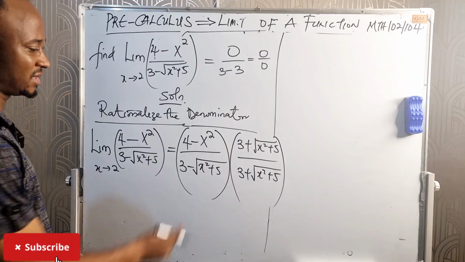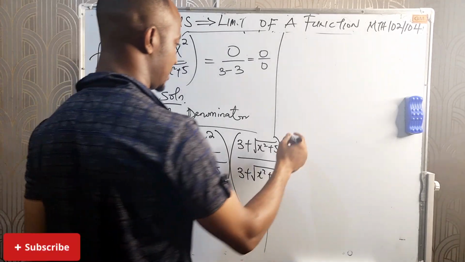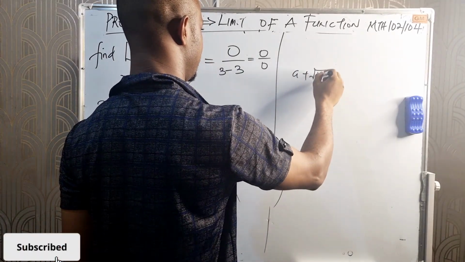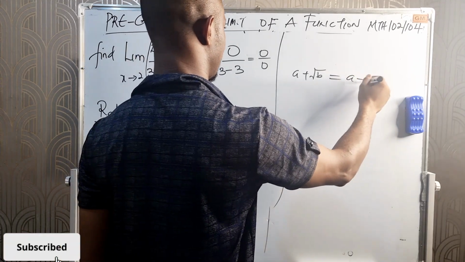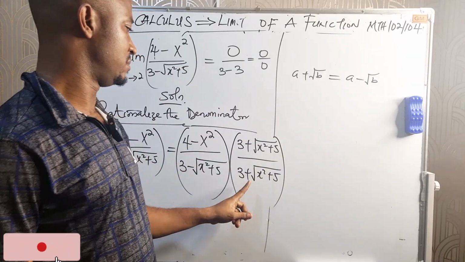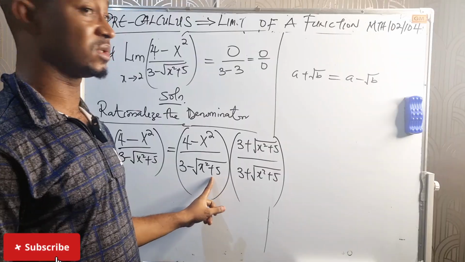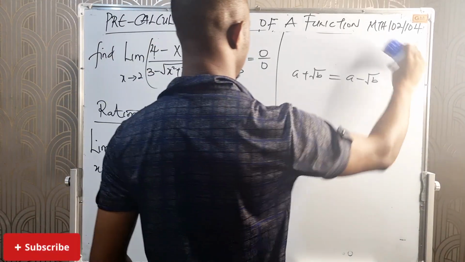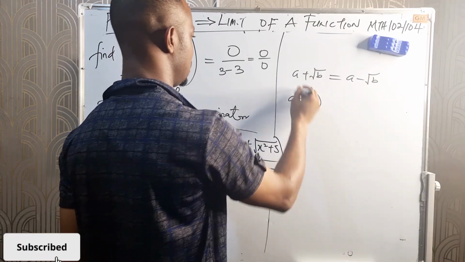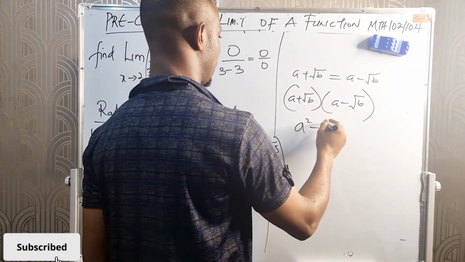But don't forget something. Let's see how we can evaluate this just to conserve our space. Don't forget that if I have a plus root b, the conjugate is a minus root b. This is just the case here. Our b is x squared plus 5. So let's see how we can evaluate the product of their conjugates. That will give us (a plus root b) times (a minus root b). Looking at this, the result will be a squared minus b.